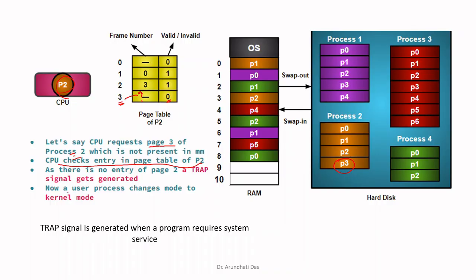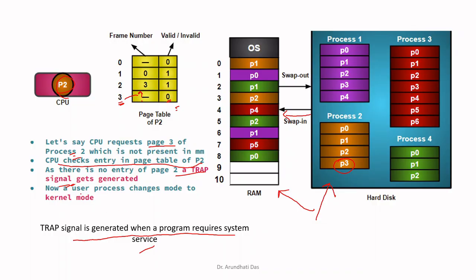So then the CPU will generate a trap signal. What is a trap signal? It is generated when a program requires a system service. So when the CPU generates the trap signal, it requires a service from the system: I need this particular page to be loaded from the secondary memory to the main memory. So what will happen? Swap in will happen.